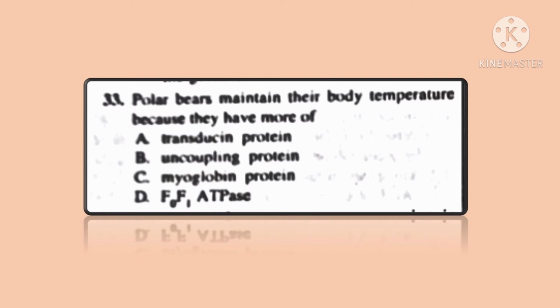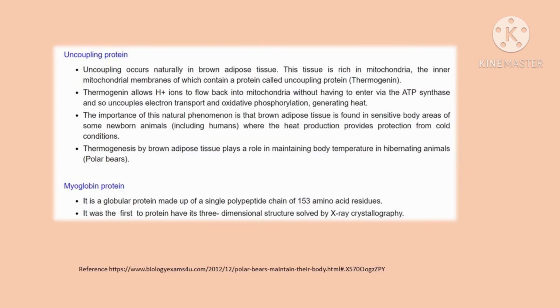Polar bears maintain their body temperature because they have more of: option A, transducin protein; option B, uncoupling protein; option C, myoglobin protein; and option D, F0 F1 ATPase. So how do polar bears maintain their body temperature? It is because they have a high amount of uncoupling proteins. Okay, let's analyze each of the options.